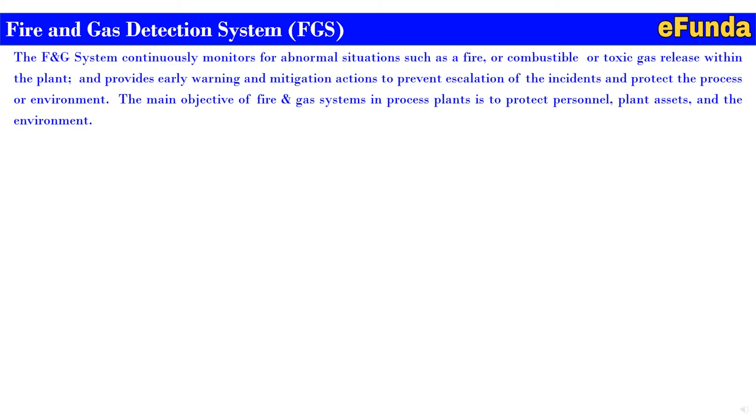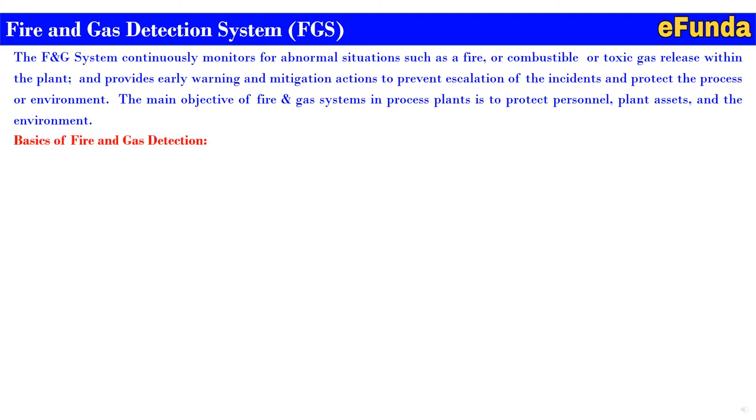Fire and Gas Detection System, we will see the introduction. The F&G system continuously monitors for abnormal situations such as fire or combustible or toxic gas release within the plant and provides early warning and mitigation action to prevent the escalation of the incidents and protect the processes or the environment. The main objective of a fire and gas system in the process plant is to protect the personnel, plant asset and the environment.